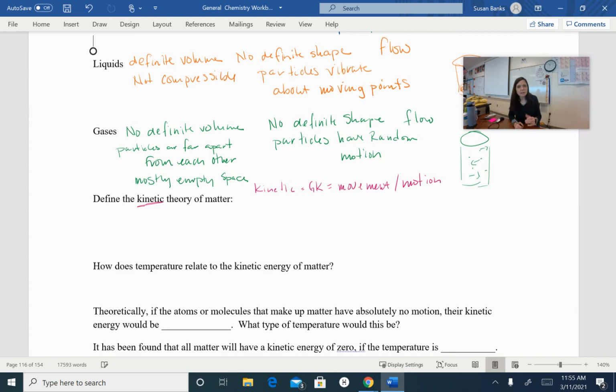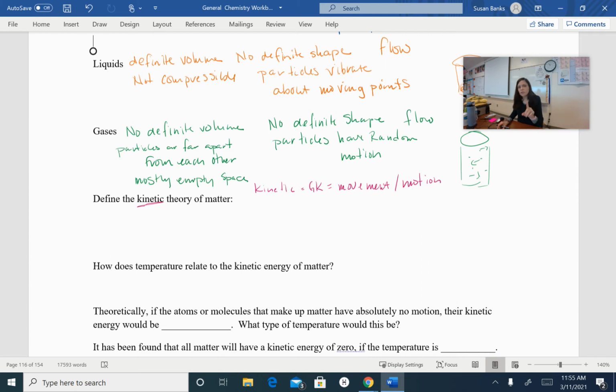So the idea of the kinetic molecular theory is that we are going to describe how things behave, solids, liquids, and gases, based on the movement or the motion of the particles that make up solids, liquids, and gases. Notice how a lot of these defining things that I just said about solids and liquids and gases were about their motion and how they can either move against each other or not. Okay, so there are a couple main ideas of the kinetic molecular theory.